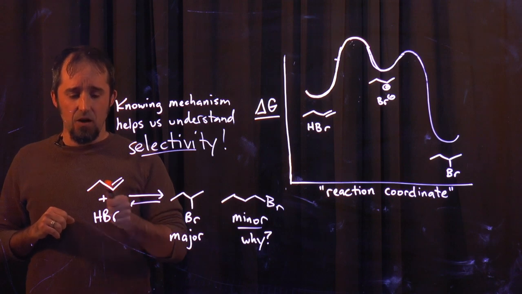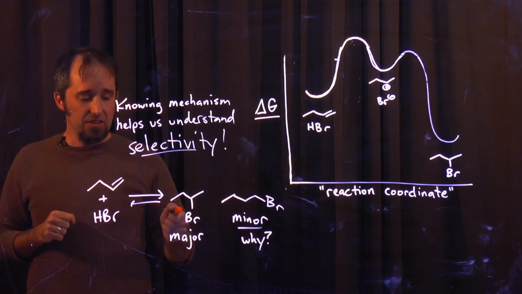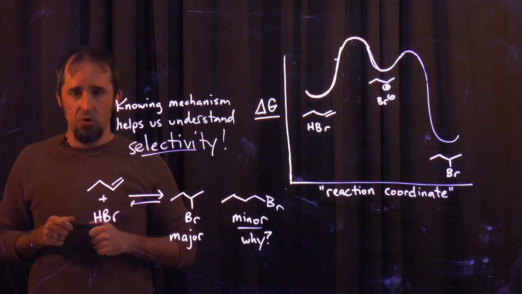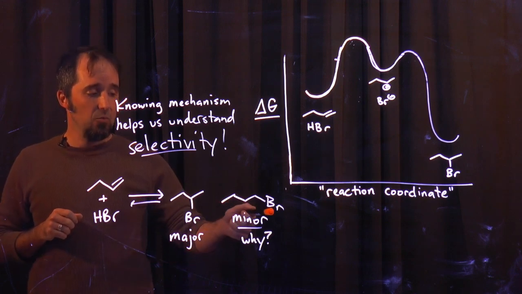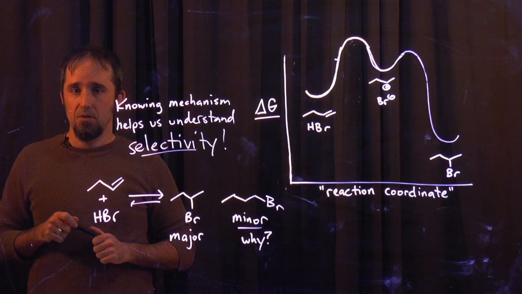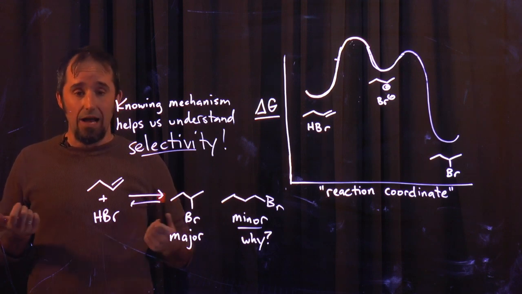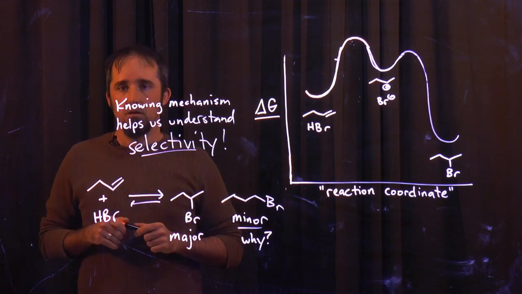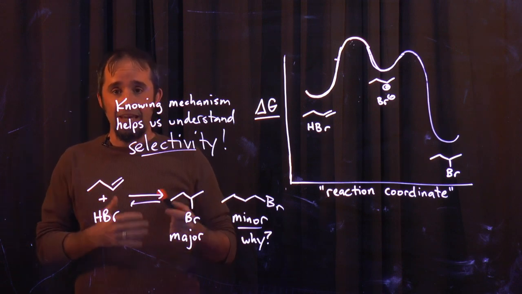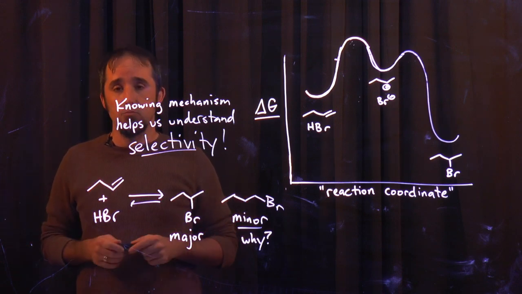When I add HBr to 1-butene, I mostly get this 2-bromobutane, but I do get some minor products. So for instance, I get a little bit of 1-bromobutane. So that raises the question, why? Why do I see more of this than I do of that? And for that, we need to think about the intermediates that would give us these products.